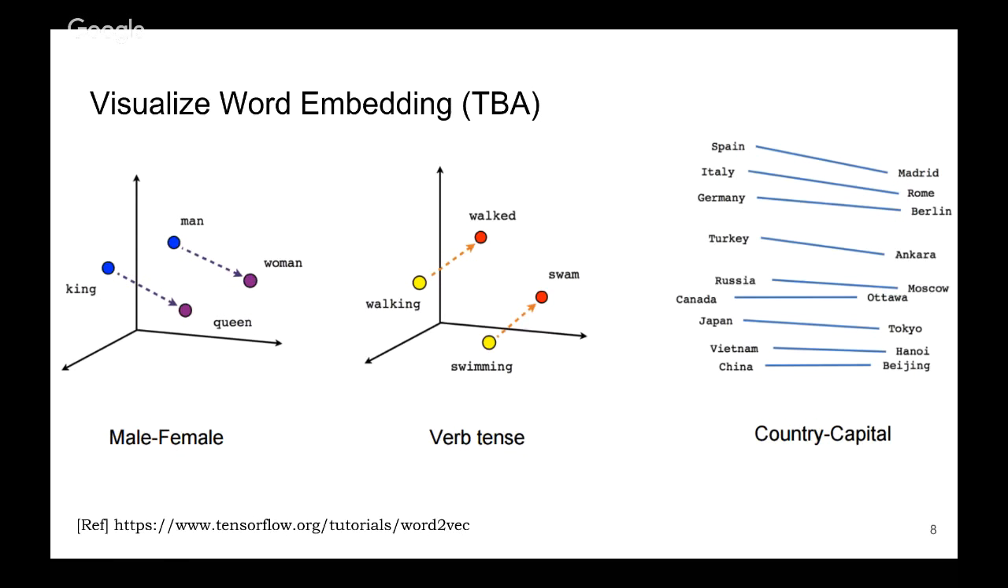And surprisingly, the difference between the vector walking and walked will be almost equal to the difference between swimming and swam. So you can realize that the word embedding has not only learned the semantic information of the word, but also the syntactic and grammar up to some degree. So it's really, really interesting, and Kuan is going to talk a bit more about the word embedding.